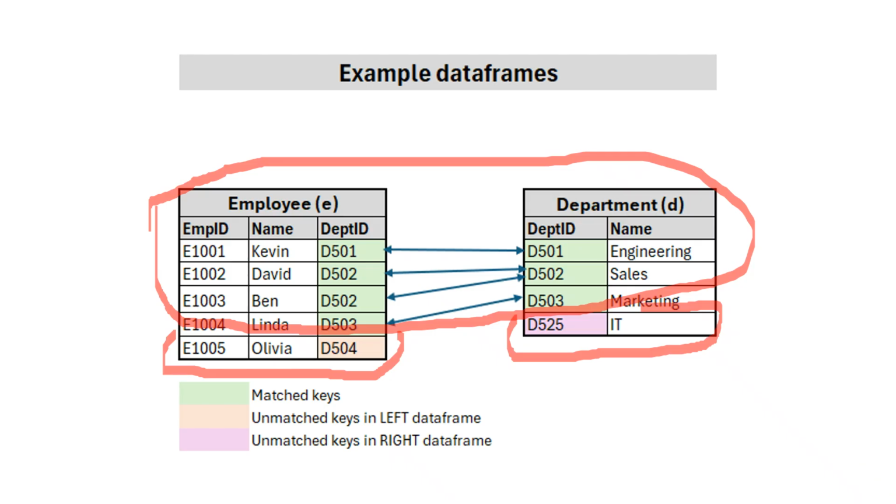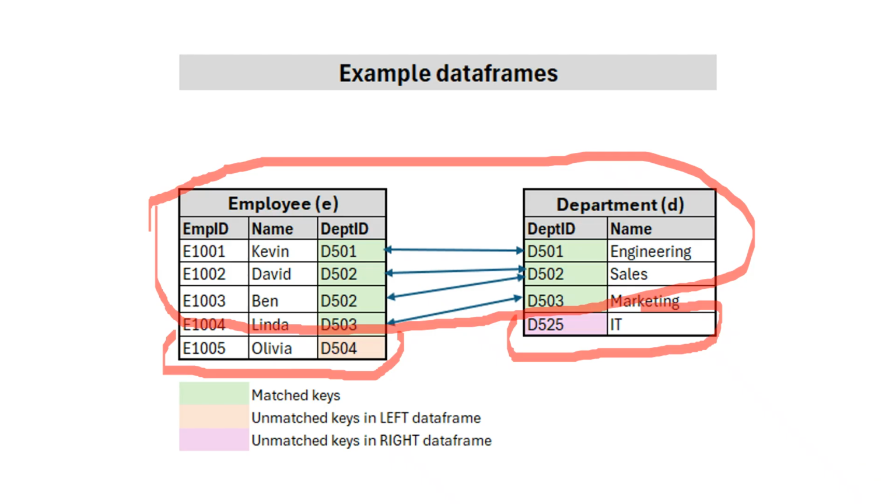Hope it is clear so far. By the way, I quickly wanted to mention a couple of things. One, throughout this discussion, I will use the terms data frames and tables interchangeably. Two, as you may already know, in database terminology, we refer to the first table in a join as the left table and the second one as the right table.